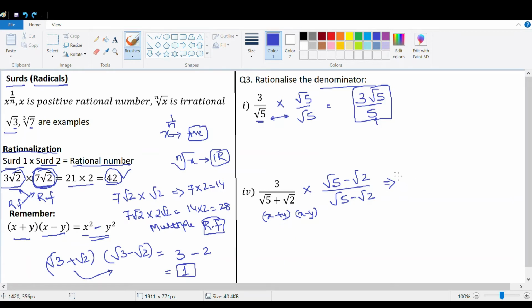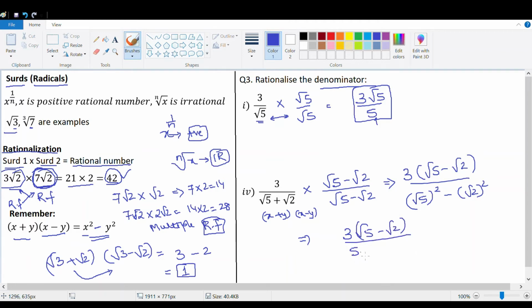So my numerator becomes 3 times root 5 minus root 2, and the denominator becomes root 5 square minus root 2 square. So this is 3 times root 5 minus root 2, and in the denominator I have 5 minus 2, which means 3 upon 3 times root 5 minus root 2, which means the answer is root 5 minus root 2. That's the rationalized form of 3 upon root 5 plus root 2. Let's look at some more questions.